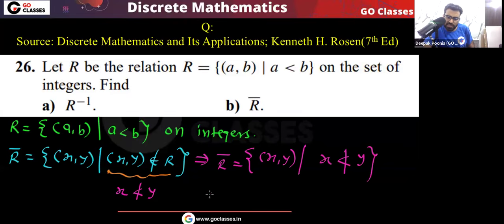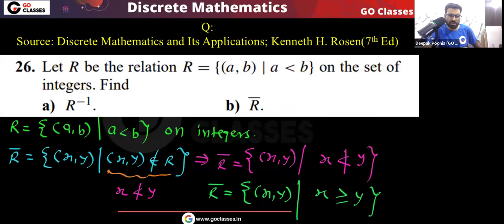If x is not less than y, then what can I say? Our base set is integers. If an integer is not less than another integer, then what can I say about them? If x is not less than y, then x is greater than or equal to y. Okay, that's it. This is the answer. So finally, remember what R bar, or R complement, will be. If I write in terms of (a, b), I can replace (x, y) with (a, b). Then I can say (a, b) such that a is greater than or equal to b. Okay, I hope you understood.